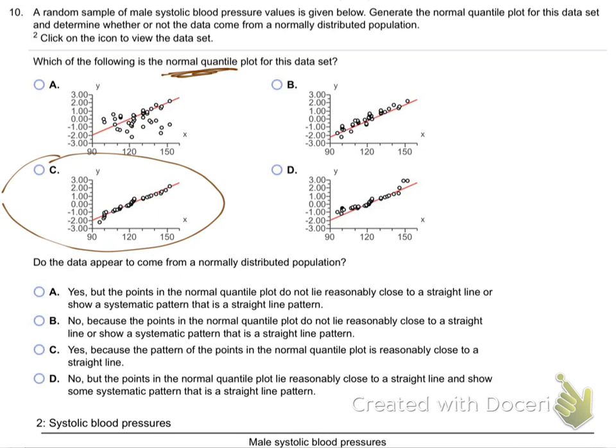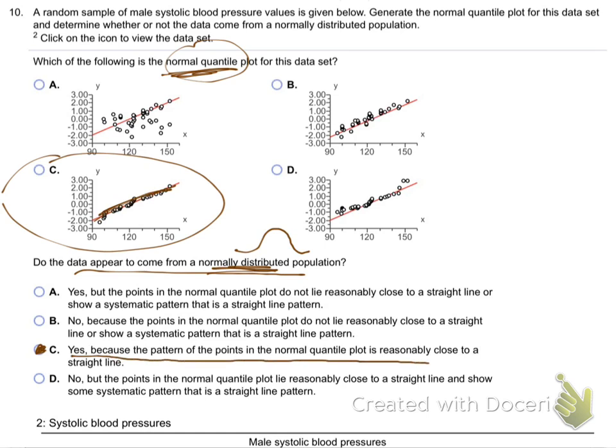And so what does that look like? It looks pretty much like a straight line, doesn't it? Those dots are really close to a straight line. So we'll say yes. Does it appear to be from a normal distribution, a bell curve? Yeah, the normal quantile plot, if it's in a straight line, then yes, because the pattern of the points in the normal quantile plot is reasonably close to a straight line.